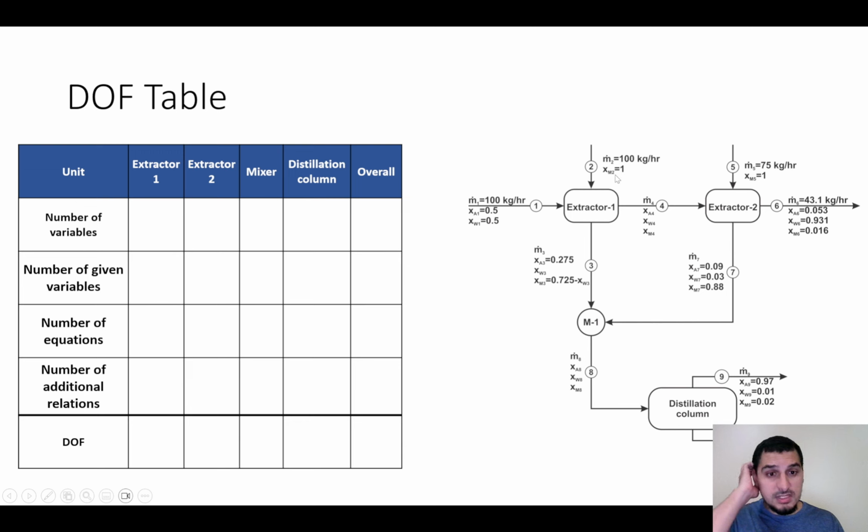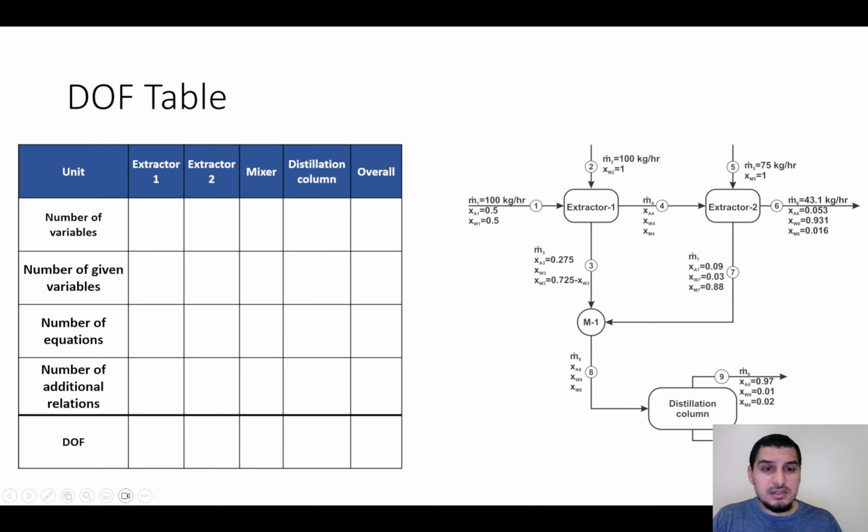So for extractor 1, the streams that we are looking at are 1, 2, 3, and 4. So we have the number of variables: 2, 3, 4, 5, 6, 7, 8, 9. So we have 9 variables. And we have the number of given variables here. We have 2 in this stream, 1, so this is 3, and we have 1 here.